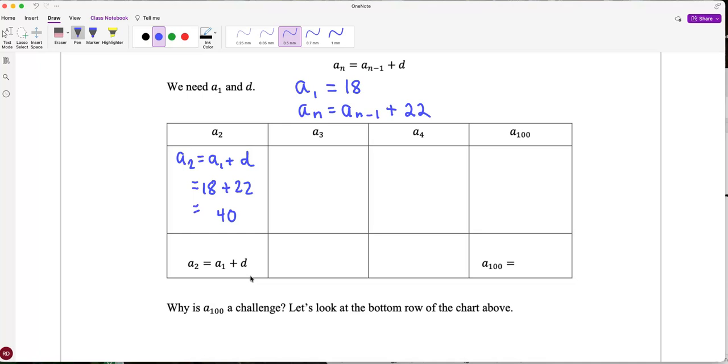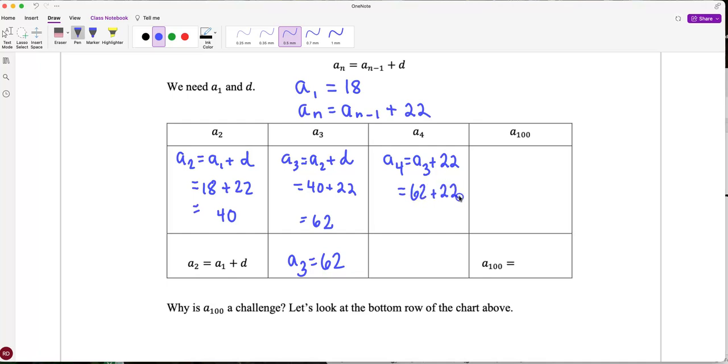Then if I look at A3, A3 is going to be A2 plus the common difference. So A2 is 40, so that's 40 plus 22. That's going to be 62. So A3 is 62. A4. A4 is going to be A3 plus 22. So that's 62 plus 22, which is 84. So A4 is 84.